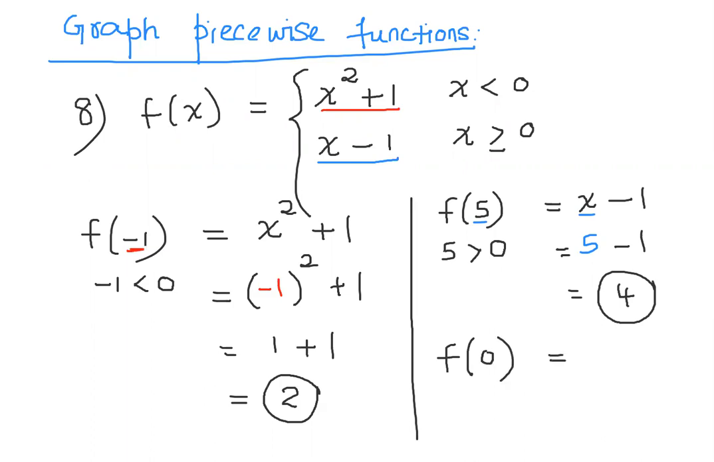Again, 0 is equal to 0. That belongs to the second function, which is x minus 1. So we're going to replace x by 0. So the answer is negative 1. So this is how we evaluate the function for the given values of x.